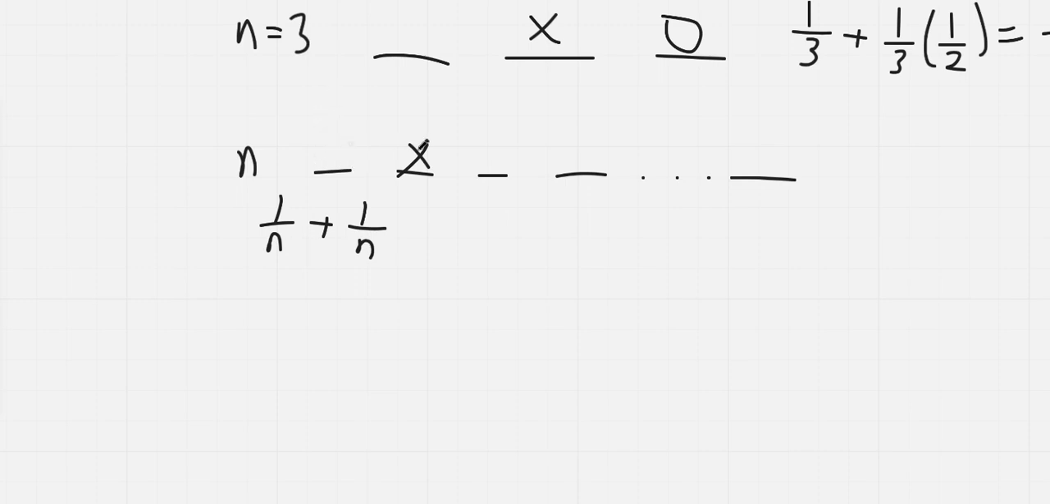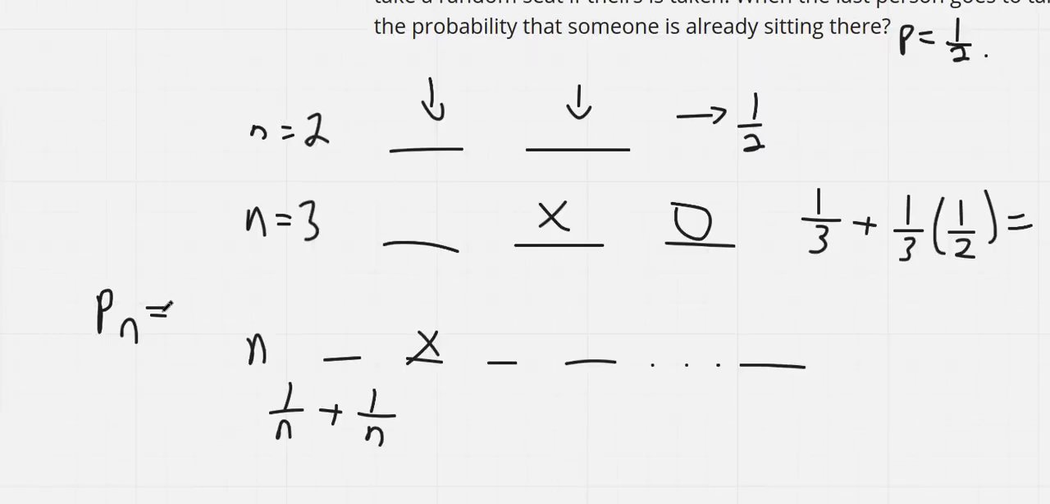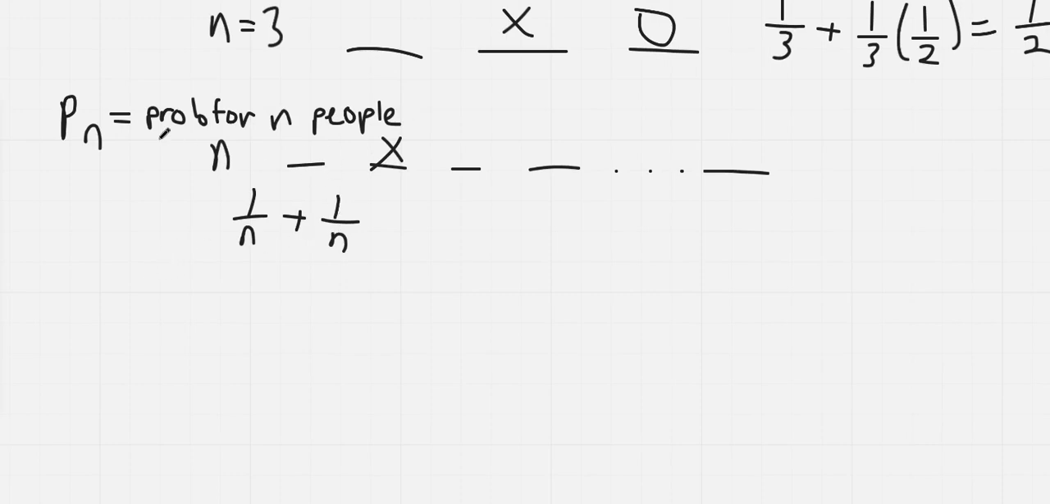Then the second person has to choose a random seat. But this is analogous to the case where you have n minus 1 people. So if we let p sub n denote the probability that someone takes the last person's seat for n people, then we know that if the first person takes the second person's seat, we basically have the case where there's n minus 1 people getting on a plane. So this is equal to 1 over n times p n minus 1.